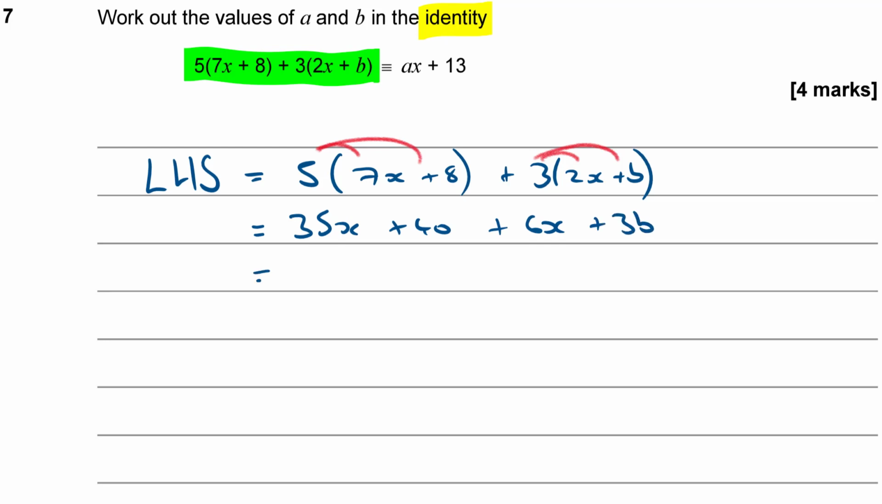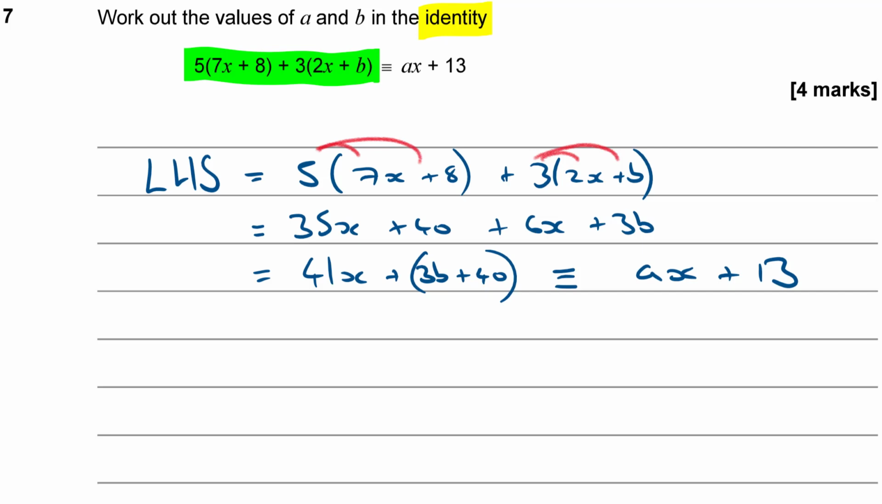Okay, so I've got some like terms here. I've got 2 terms in x, 35x and 6x. So let's bring that together and make 41x. And I've got 3b plus 40. Now that's all part of my constant, isn't it? So I've got 41x plus my 3b plus 40. Okay. Now we know that that is equal to ax plus 13.